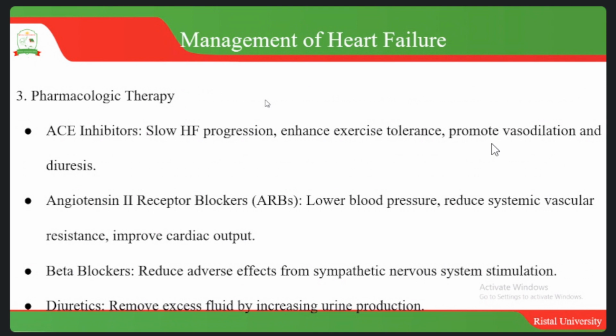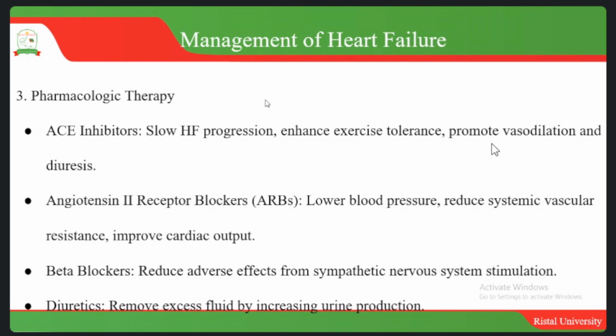Vasodilation helps to reduce the constriction of the blood vessels, because it reduces the production of angiotensin, which causes vasoconstriction. So it will help to cause vasodilatation, which is good for the blood to pass through the blood vessels. Then angiotensin 2 receptor blockers, that is ARBs.